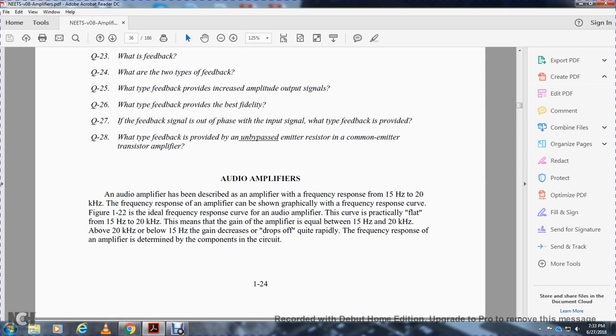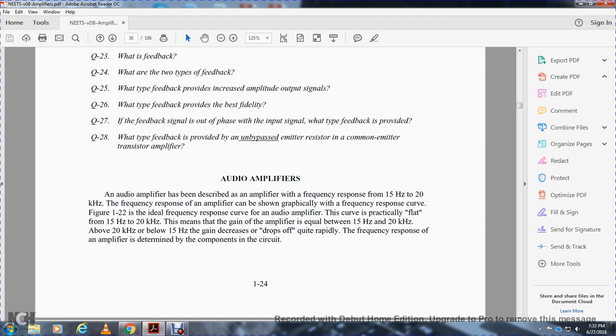Audio amplifiers. An audio amplifier is described as an amplifier with a frequency response of 15 Hz to 20 kHz. The frequency response of an amplifier can be shown graphically with a frequency response curve. Figure 122 shows the ideal frequency response curve of the audio amplifier. The curve is practically flat from 15 Hz to 20 kHz. This means the gain of the amplifier is equal from 15 Hz to 20 kHz. Above 20 kHz and below 15 Hz, the gain is decreased. It drops off quite rapidly.